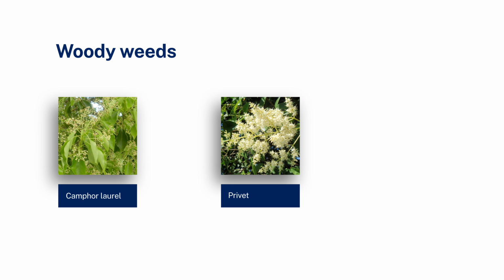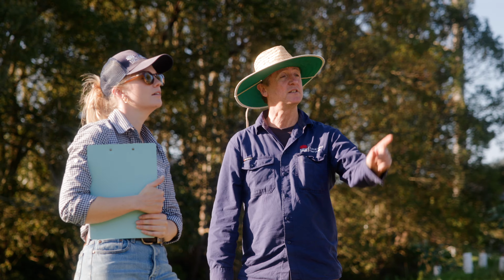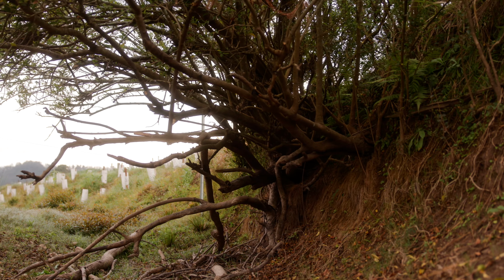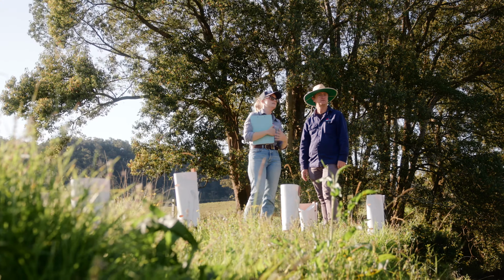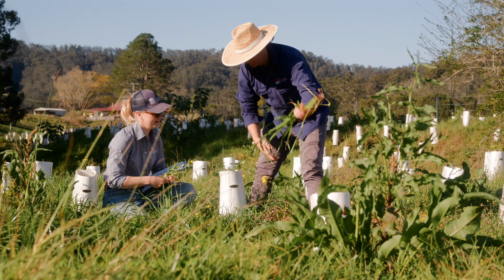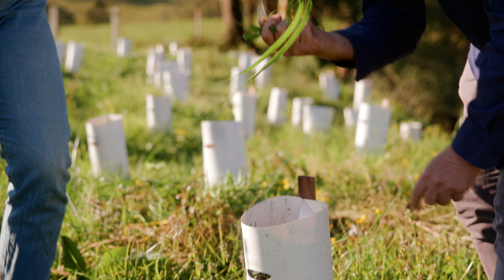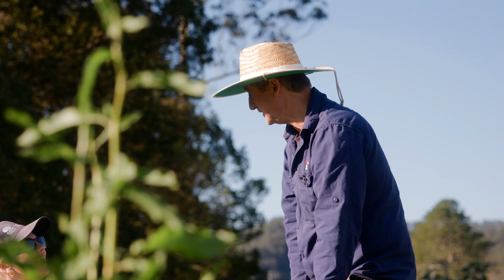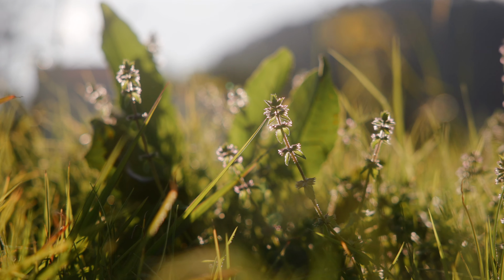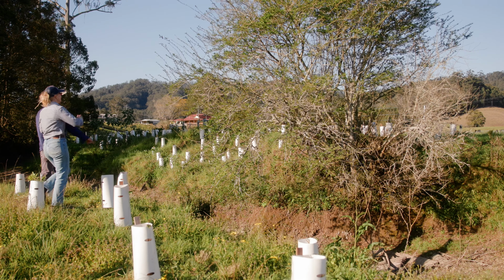Woody weeds like camphor laurel or privet are known for producing lots of seeds, which may need a staged approach to removal to avoid the loss of habitat. In-place poisoning is recommended to stop these weeds spreading in riparian areas, as removing them completely will create more disturbance and leave riverbanks susceptible to erosion. Annual weeds are less harmful to natural regeneration, but will still need to be managed to reduce competition with native plants. Once shaded, they are easier to control.